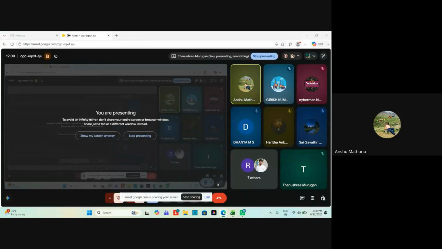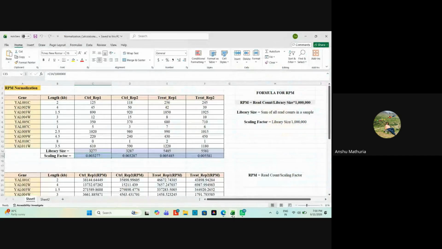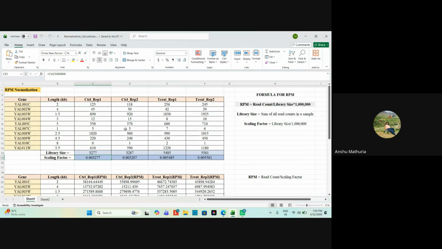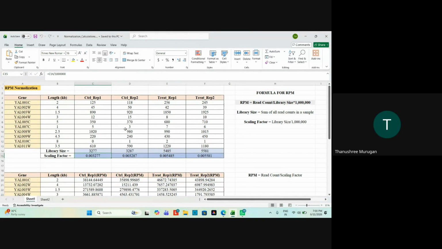Tanushri, are you able to share your screen? Ma'am, is my screen visible? Yes, it's visible. I did the calculation like this, ma'am, just as you presented them in the last session. Okay, so you calculated the library size and then you did the scaling factor. Yeah, correct. Okay. Good evening, everyone.